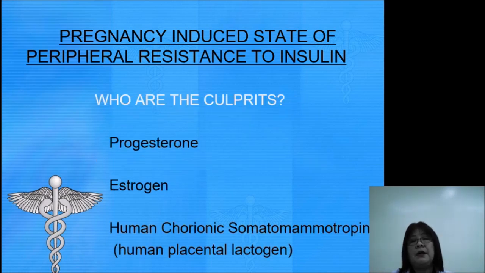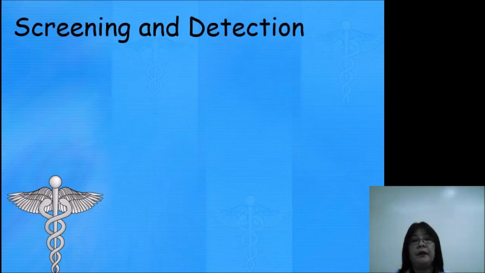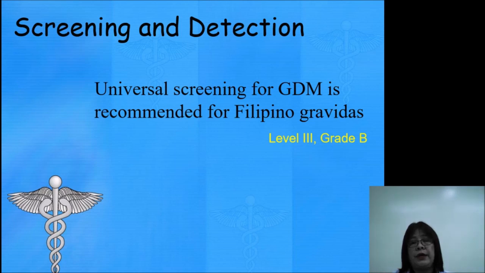And what are the reasons for this increased peripheral resistance to insulin? The hormones of pregnancy are the culprits: progesterone, estrogen, and the human chorionic somatomammotropin or human placental lactogen. These are all the hormones that will be responsible for the formation of gestational DM. So how are we going to screen our patient?